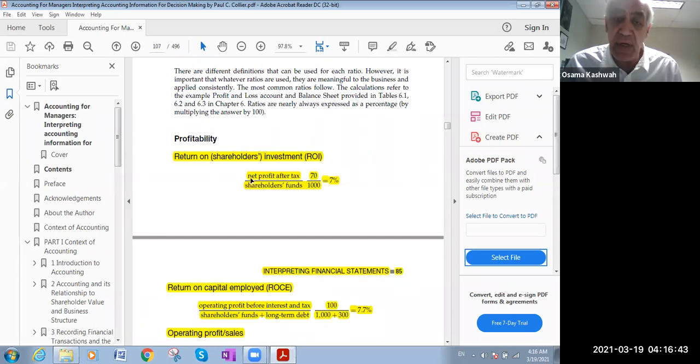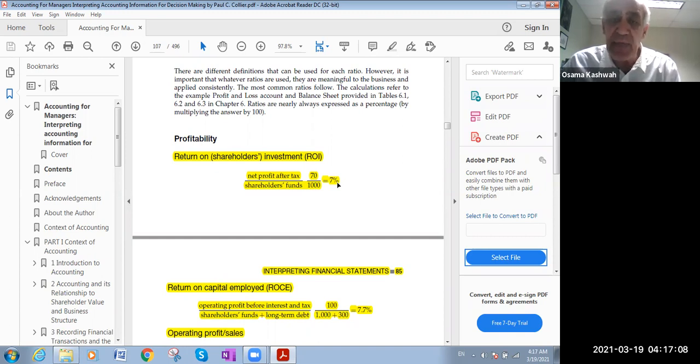The ROI is the net profits after taxes, of course, divided by the shareholders' funds. So if I give you as an example, the net profit was 70 and the shareholders' funds was 1,000, then you will divide 70 by 1,000. It will give you 7%. It's very easy. It's only one formula, a numerator and denominator, a ratio, and you will apply it.